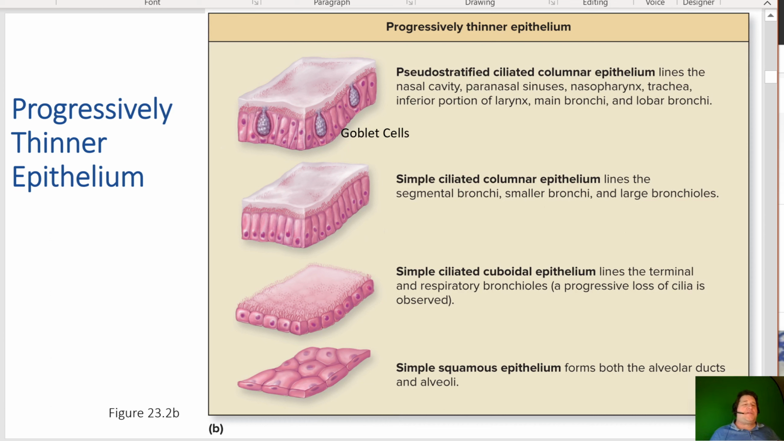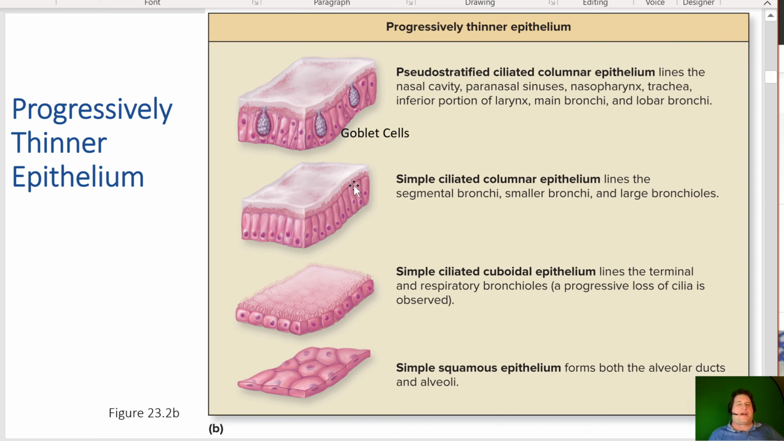Now, what happens to the epithelium as it goes from the beginning to the end of the respiratory system? Well, in the beginning, remember I said one of the things was that it cleaned the air. This is one of the first things to be done. So we have goblet cells, pseudostratified ciliated columnar epithelium in the upper parts of the respiratory system because it's cleaning the air. It's got a lot of mucus. It wants to grab all the particles off of it.